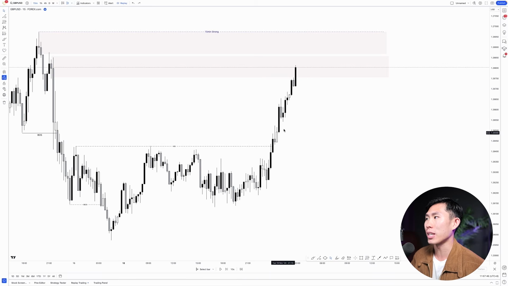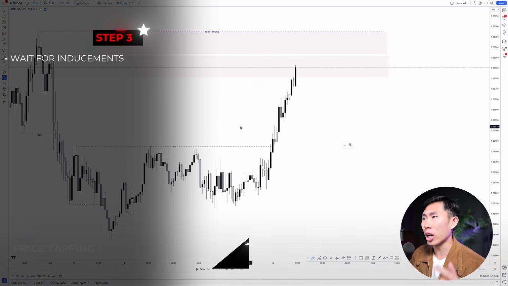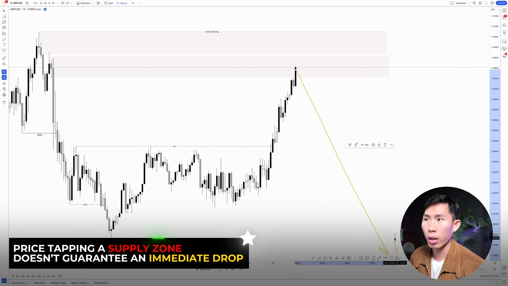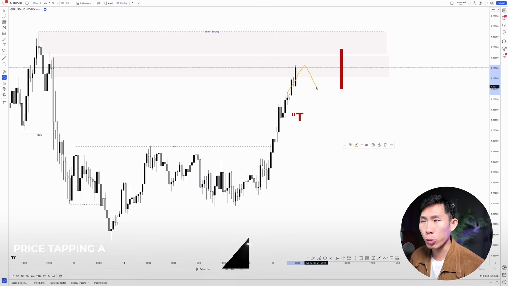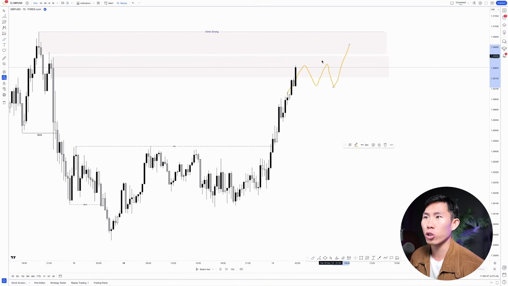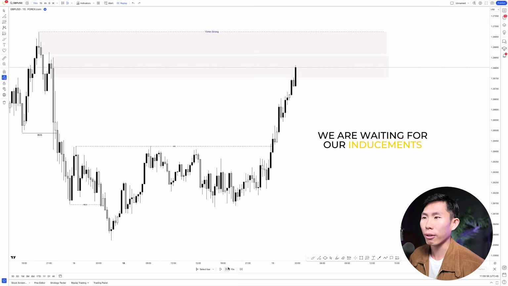Okay, cool. You can see price has stepped into our near supply zone. Remember when I told you that inducements tend to form at a point of interest? This is exactly what I mean. Just because price has stepped into a supply zone does not mean that price is going to go down straight. What can happen is that it can create inducements, traps, to entice retail traders to enter a sell position early, just for price to go up there, sweep the available liquidity before hitting back down even further. So you don't want to enter too early. You want to enter at the perfect timing. At this point, we are waiting for our inducements.